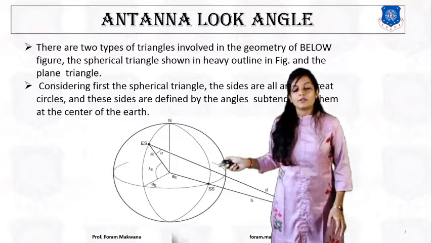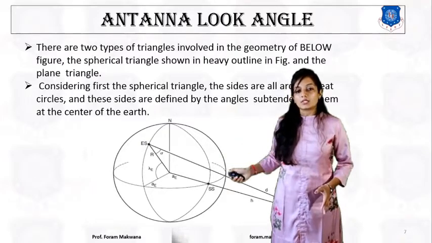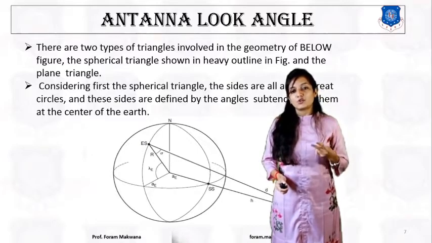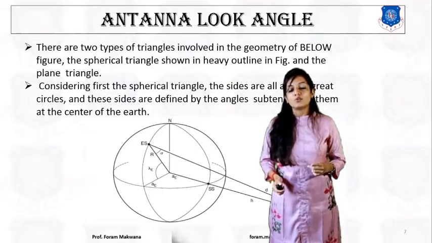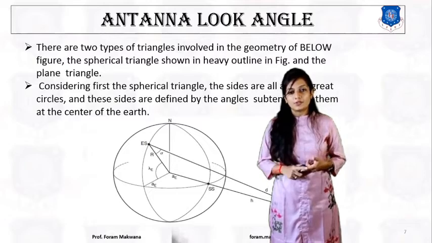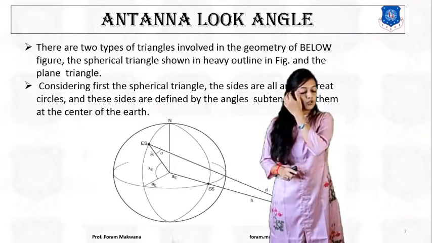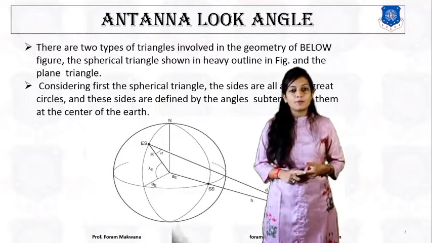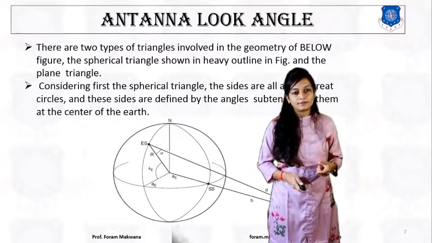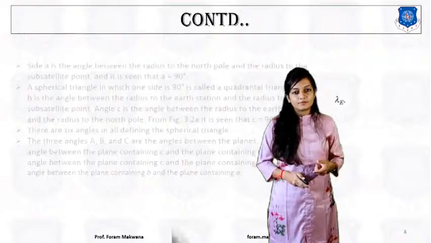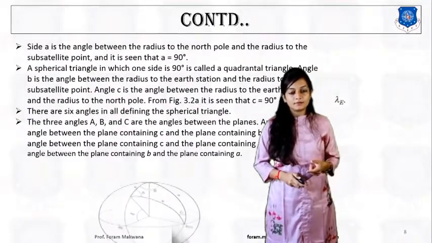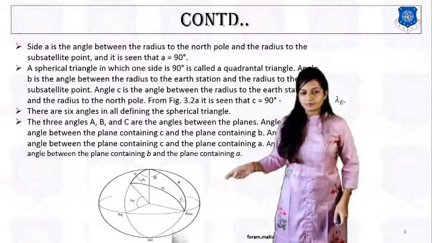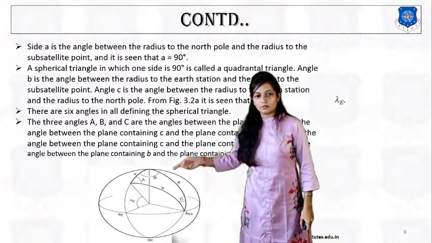So over here we are going to divide this diagram into two parts. For the calculation of azimuth angle, we are going to consider the spherical triangle, and for the calculation of elevation angle, we are going to consider the plane triangle. Right? Now, considering the spherical triangle, this one.